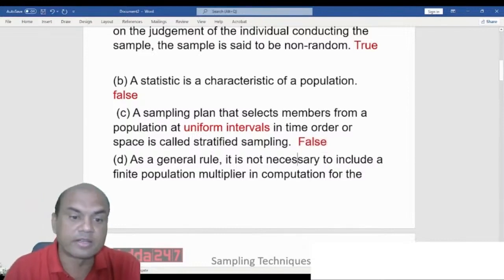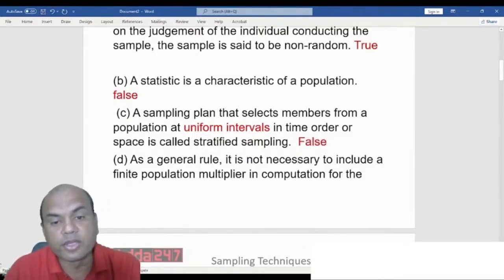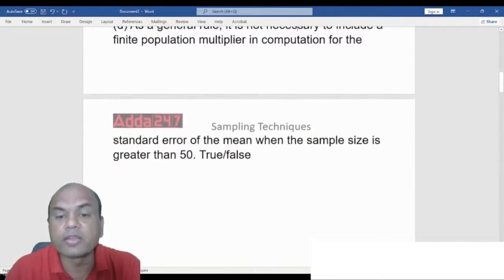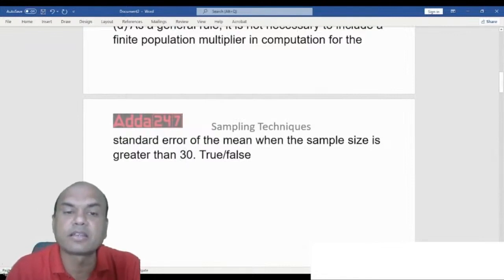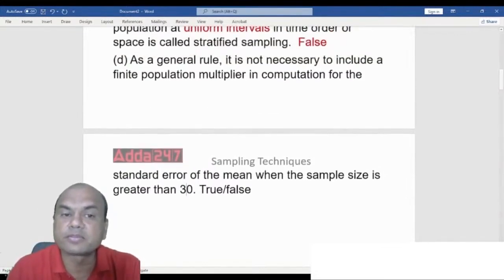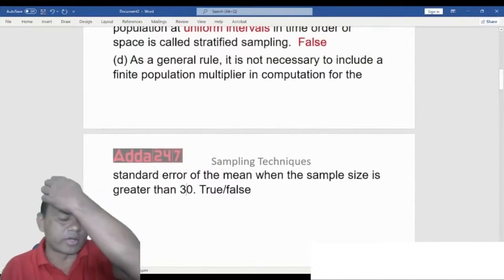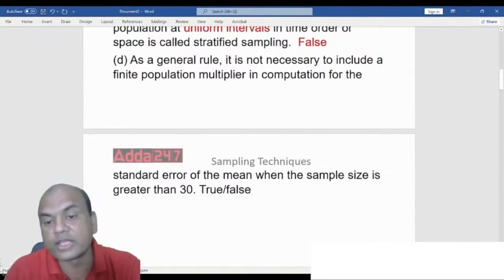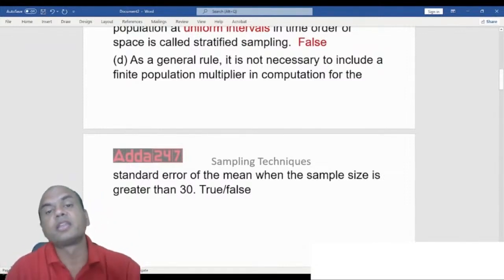Second, next one. As a general rule, it is not necessary to include a finite population multiplier in computation for a standard error of the mean when the sampling size is greater than 50. Okay, let me change this. Let me make it when the sampling size is greater than 30. So now give me the answer. Now tell me the answer.